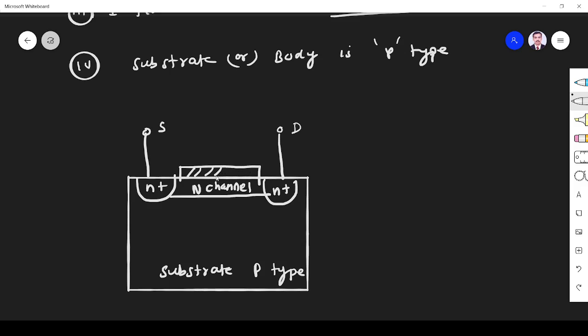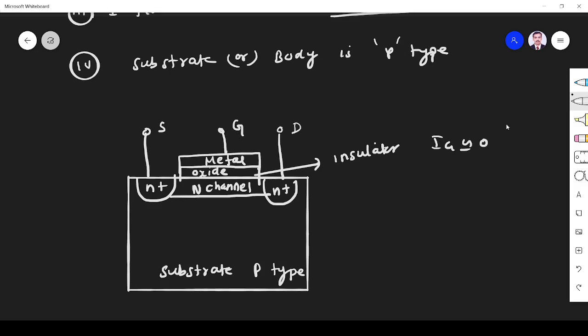Otherwise, I simply write oxide layer. Then we have metal, from which we have taken the gate. So it is metal, oxide, and semiconductor. That's why it is called MOS, as we know. This oxide layer is acting as an insulator, so the gate current is approximately 0.